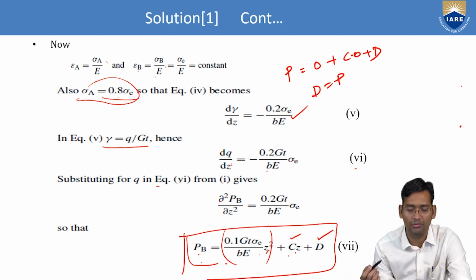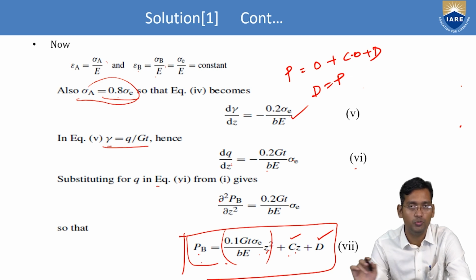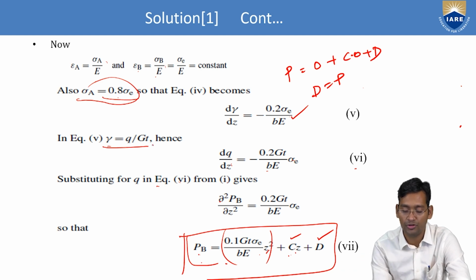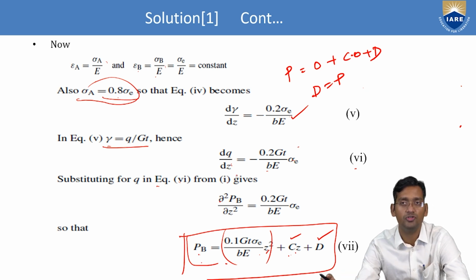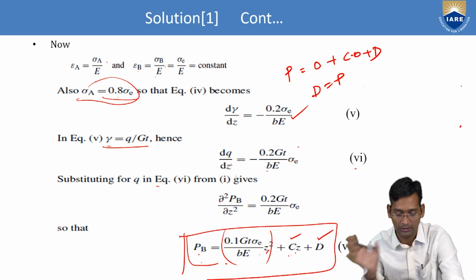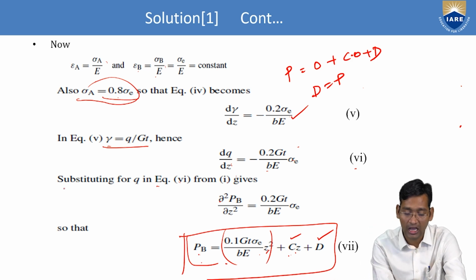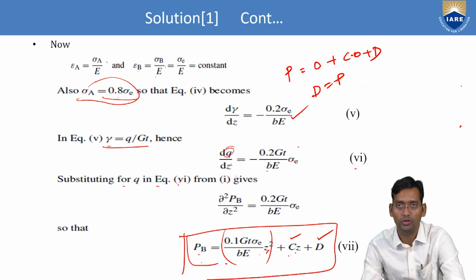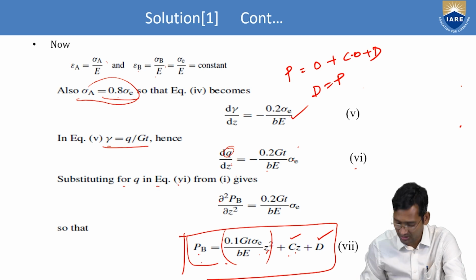Now replace the gamma, because we don't require gamma in terms of shear flow. So gamma is equal to what? Q by GT. After substituting Q, this will be dQ by GT, so GT will get multiplied here. So dQ by dz is equal to minus 0.2 GT by B into sigma E. Now substituting this Q value in equation 6.